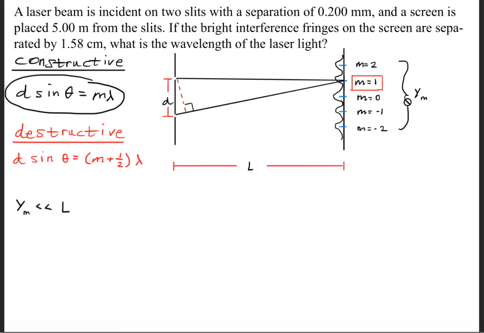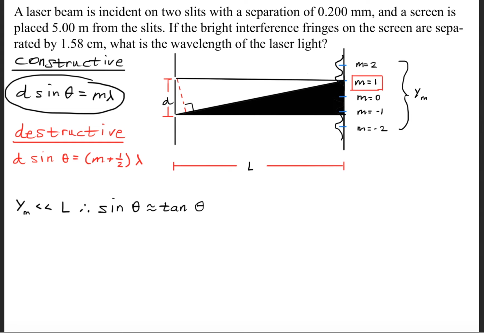Now, when this separation distance, so 1.58 centimeters, is much less than the separation distance between the slits and the screen, which is L right here, we were told that it's 5 meters. So 1.58 centimeters is very tiny compared to 5 meters. So what we can do is alter the sine theta variable. And in this case, we can say it's almost equivalent to tangent theta.